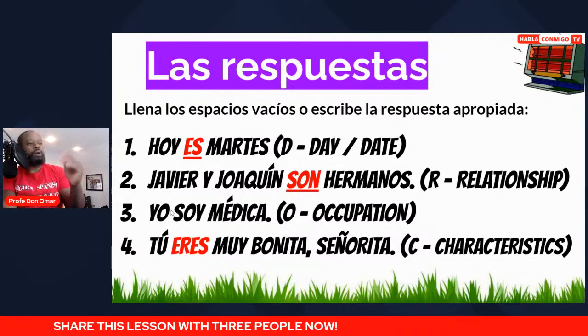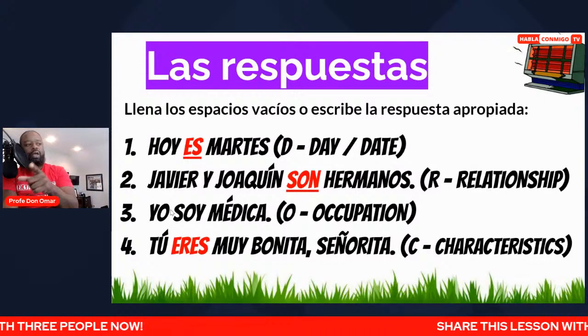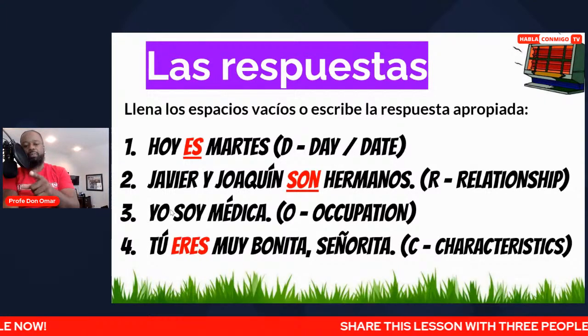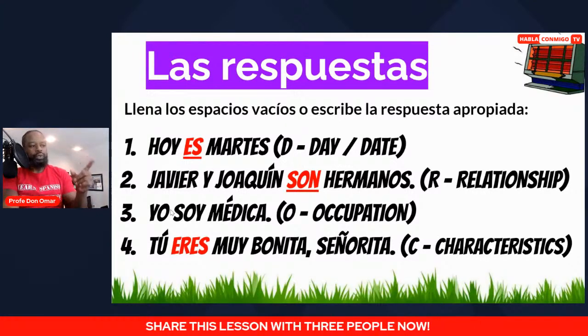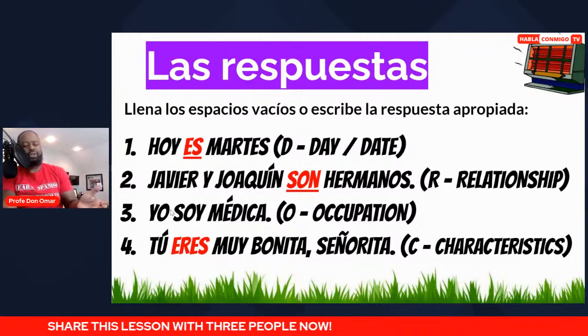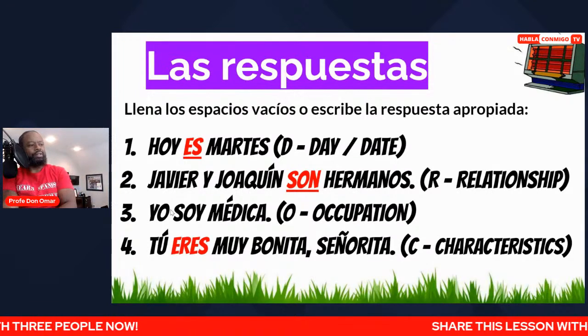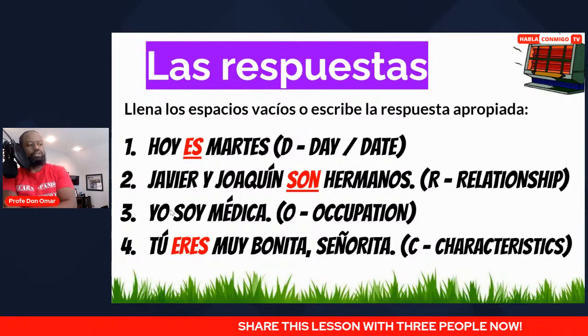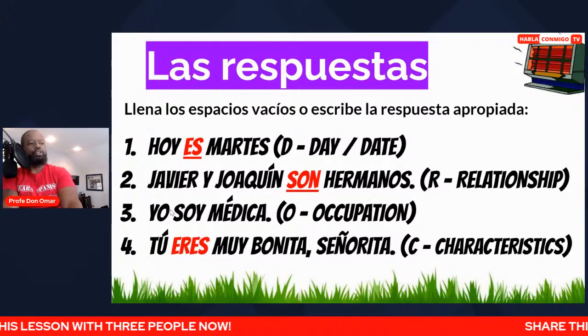All right, so hoy es martes, D for day and date. Javier y Joaquín son hermanos. Javier and Joaquín are siblings, or even we can say brothers. The R for relationship. Yo soy médica. I didn't underline or highlight the word soy, but that is the form of the verb. Este es el verbo ser en la primera persona. So this is the verb ser in the first person. Yo soy, I am a doctor. So we're going to use occupation, the O for occupation.